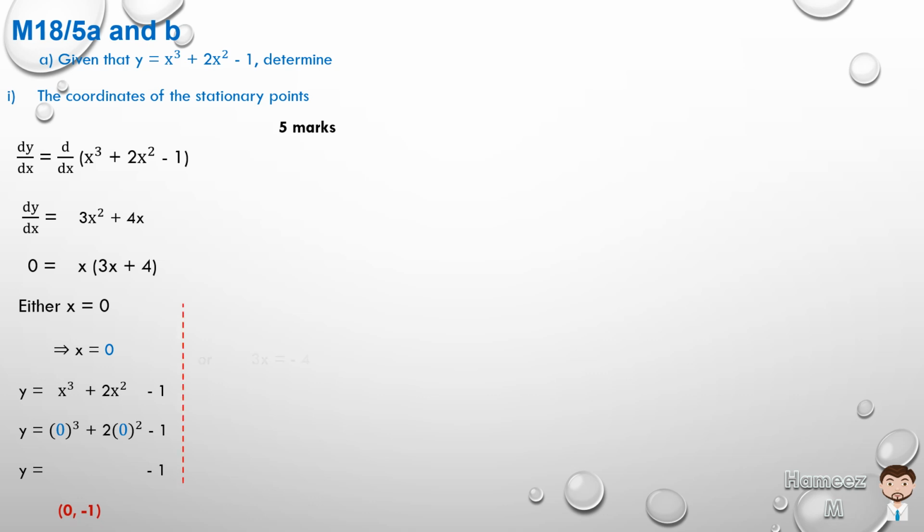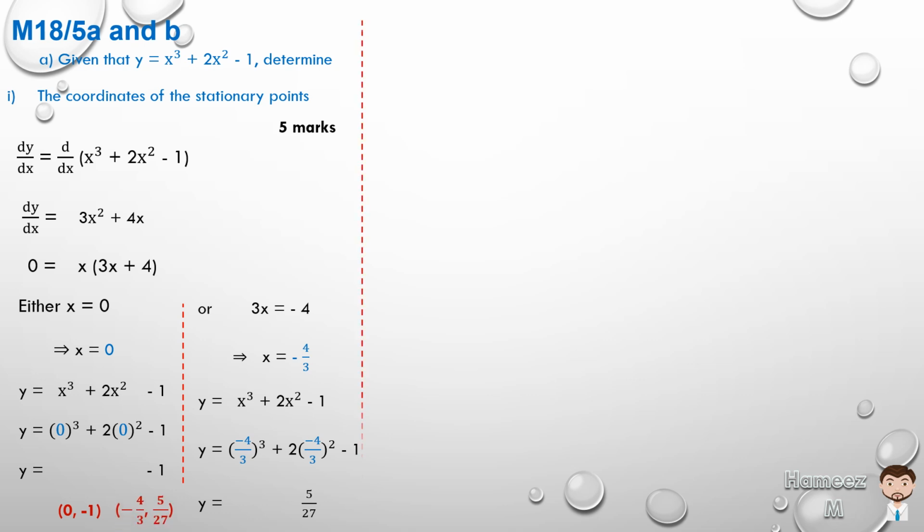For the second stationary point, 3x plus 4 is equal to 0. So 3x is equal to minus 4. As such, x is equal to minus 4/3. And if we substitute into the equation again, y is equal to x cubed plus 2x squared minus 1, which is the equation of the curve, then y is equal to minus 4/3 cubed plus 2 by minus 4/3 squared minus 1. Works out to be 5 over 27. And the second stationary point coordinates will be when x is minus 4/3 and y is equal to 5 over 27. So part 2, the nature of each stationary point.